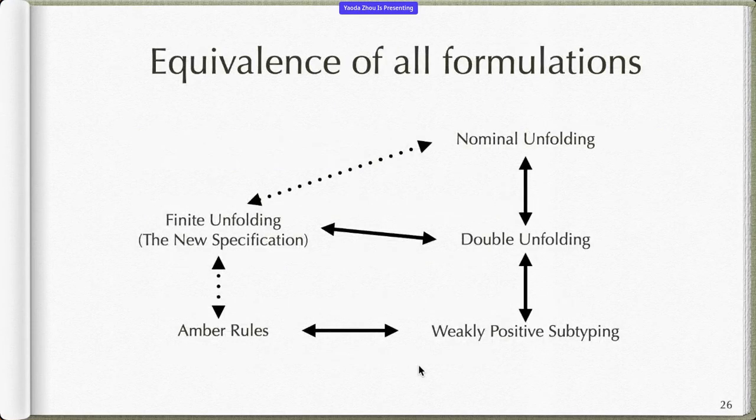With the help of all the definitions, we prove that all the formulations we discussed in the work, including the new specification finite unfolding rule, the algorithmic double unfolding rule, the algorithmic nominal unfolding rule, and the auxiliary weakly positive subtyping rule, and also the original Iso-Recursive AMBER rules are all equivalent.